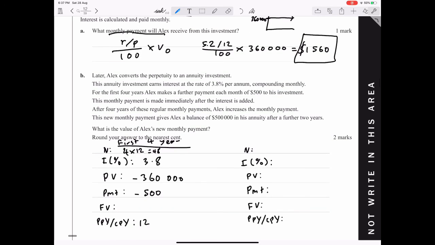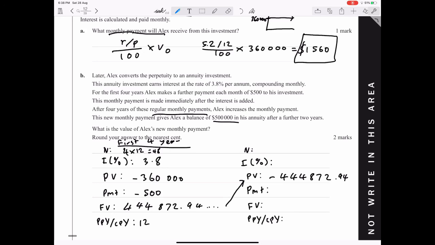Then after the 4 years of these regular monthly payments, Alex increases the monthly payment. The new monthly payment gives Alex a balance of $500,000 in his annuity. So that's the next part of the question. If we do this first, we get a future value of 44872.94. That's how much his investment is worth after 4 years. And then if we move this to the principal value, it's negative 44872.94. We know that Alex changes his monthly payment, and we've got to find that out.